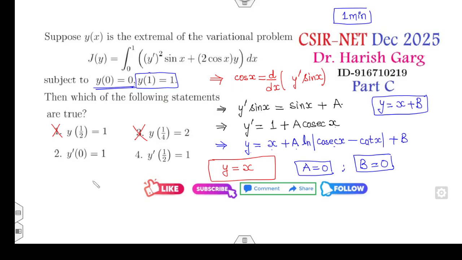Look at the y dash. What is the value of y dash? Y dash is 1 for all x. So y prime of 0 is fine. Y prime of half is 1, satisfied. So the right answer is B and D. The second and the fourth are the right answers of this variational problem.